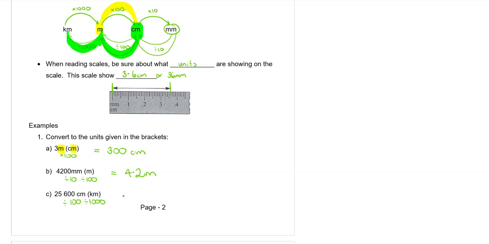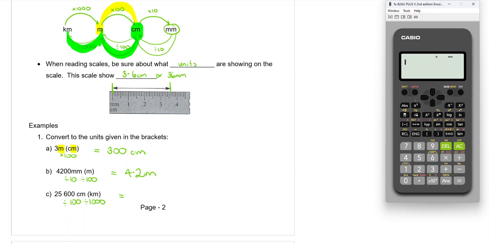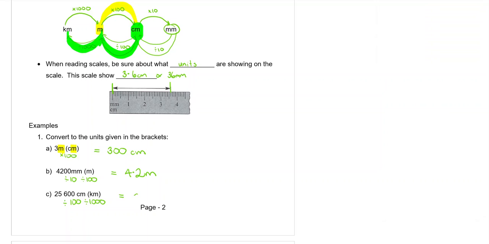Okay, so what is 25,600 divided by 100 divided by 1000? So let's put this one into our calculator. 25600, we're going to divide by 100 and then divide by 1000. So it's equal to 0.256. Make sure that you remember to include kilometers in the answer.